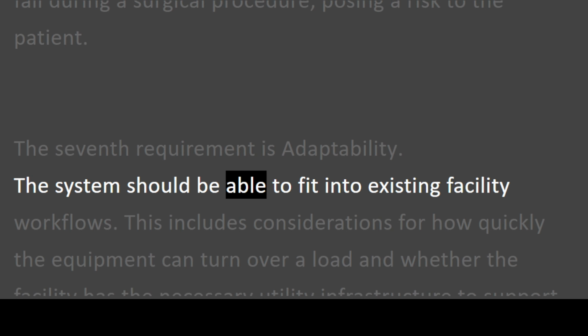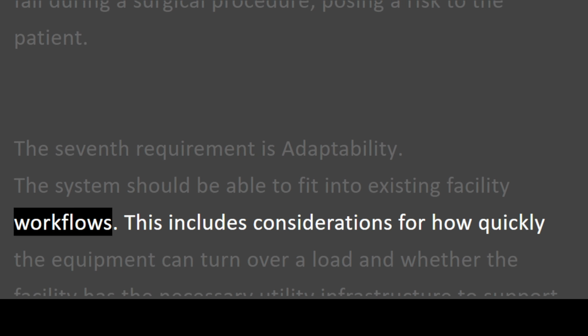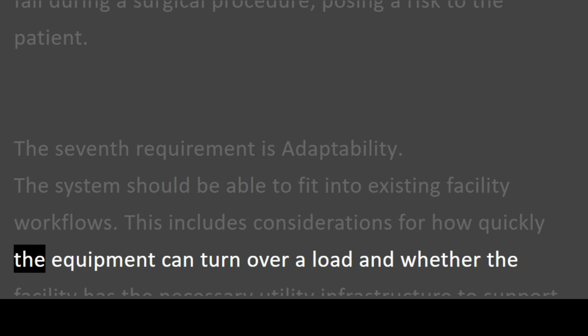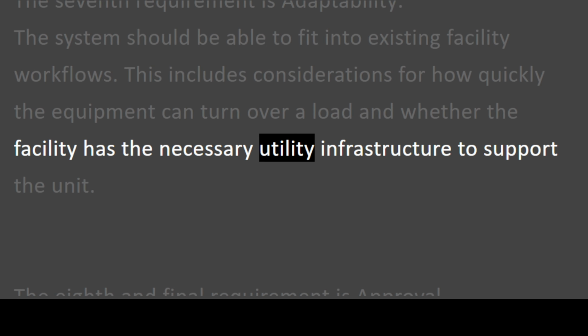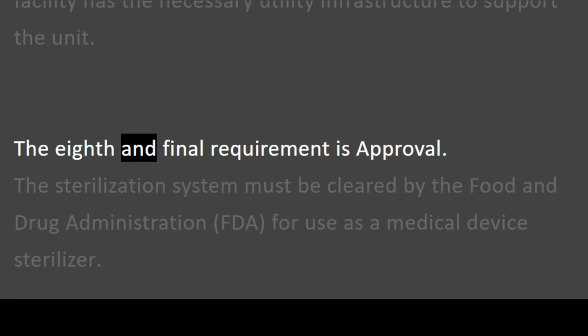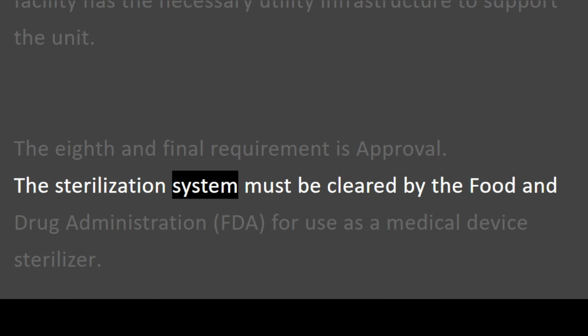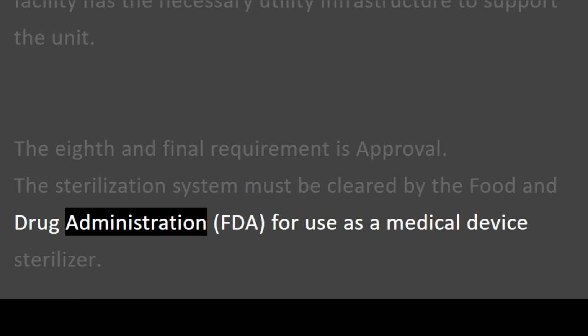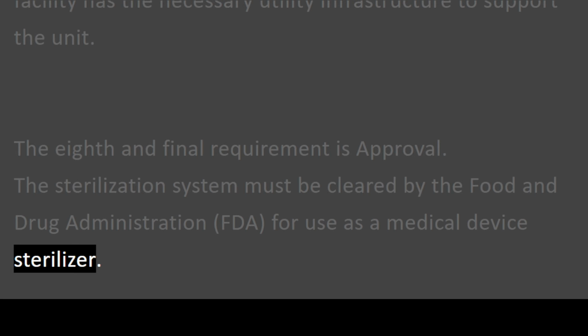The system should be able to fit into existing facility workflows. This includes considerations for how quickly the equipment can turn over a load and whether the facility has the necessary utility infrastructure to support the unit. The eighth and final requirement is approval. The sterilization system must be cleared by the Food and Drug Administration, FDA, for use as a medical device sterilizer.